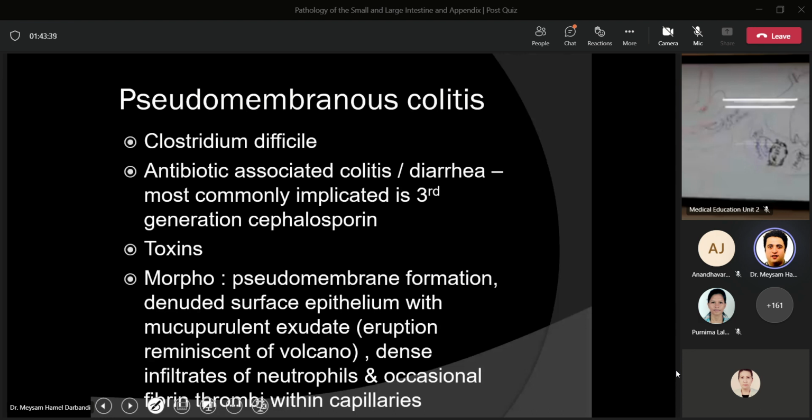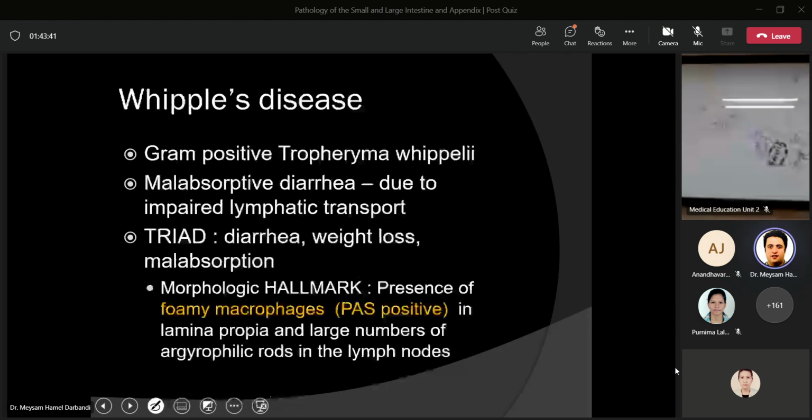So very interesting disease. I also have a very good explanation. I get it from Harrison. Yeah. Whipple's disease. What is it? The systemic tissue damage characterized by macrophages loaded with T. whippelii organism. So again, it will cause malabsorptive diarrhea due to impaired lymphatic transport. But what we said in this study, it's a systemic disease, right? Okay.